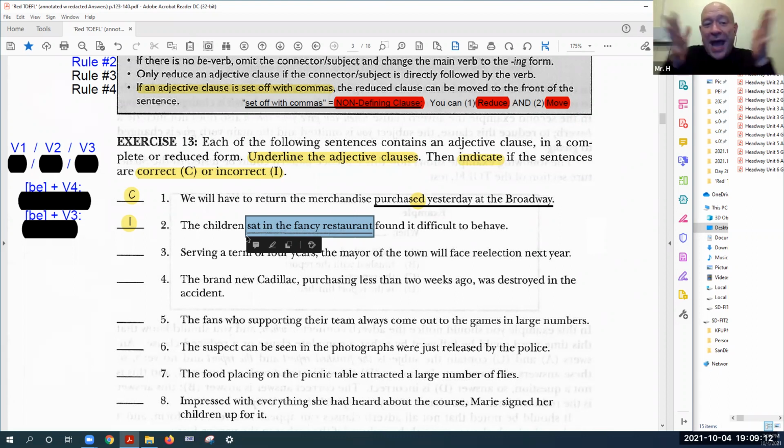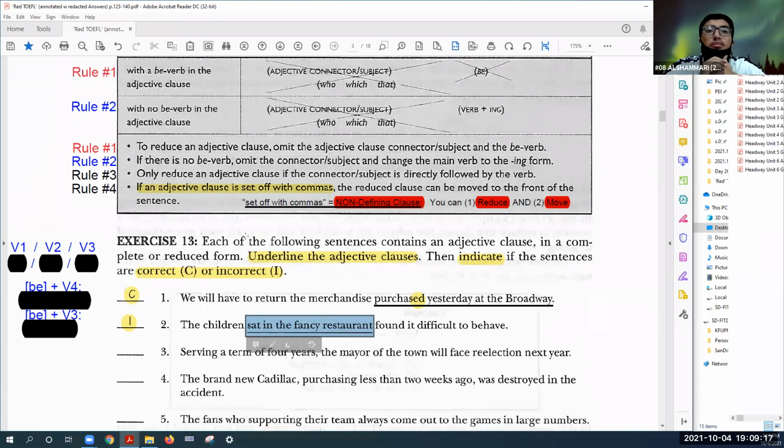Now, how do I decrease who sat? Which rule do I need? Do I need rule 1 or rule 2? Rule 2. Okay, so how do I do it then? Remove who, change sat to sitting. Bingo. You see, you remove the connector subject, who, and change the verb into the ing form. Okay, sitting. Now, Arkobi's example.